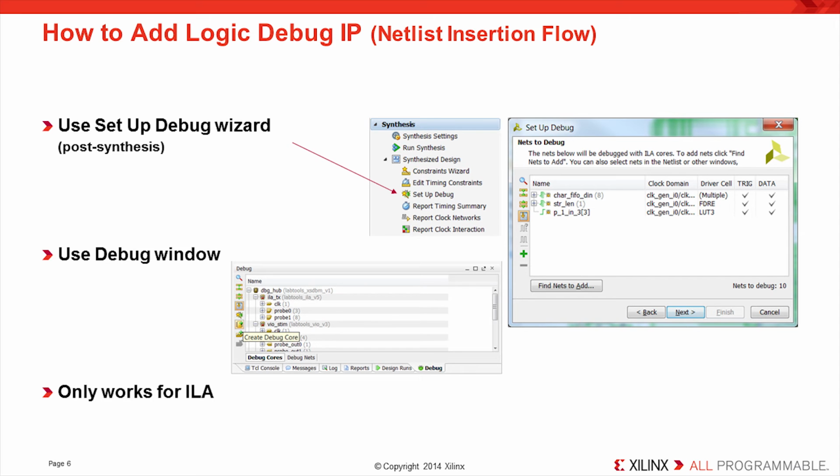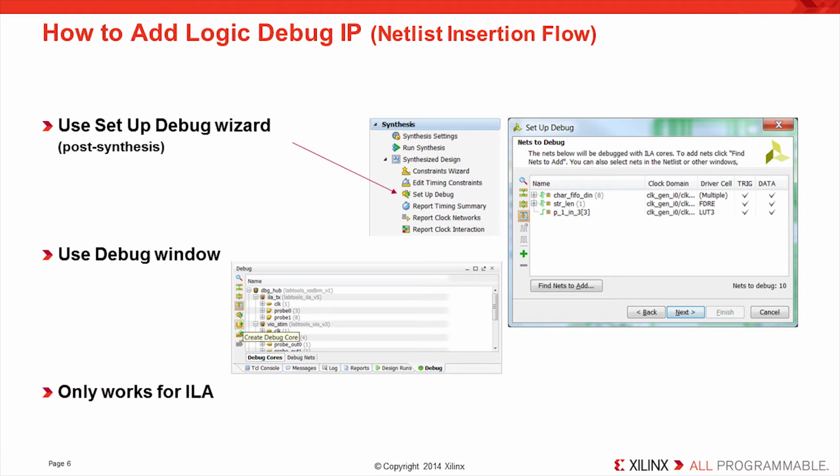Another way to enable your design for Logic Debug is called the insertion flow. Notice that you can only use this flow if you decide to add an ILA IP to your design. To do so, you need to first synthesize your design. Then, the easiest way is to use Setup Debug Wizard. It's a simple wizard that automatically creates and configures ILAs based on the selected set of nets to debug.